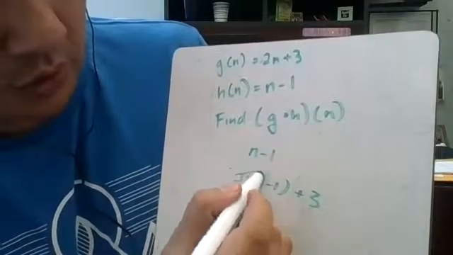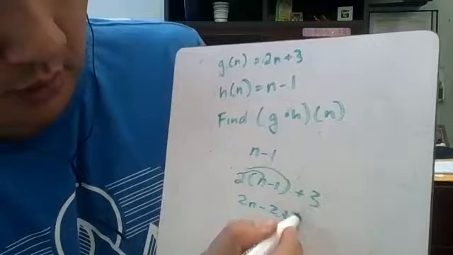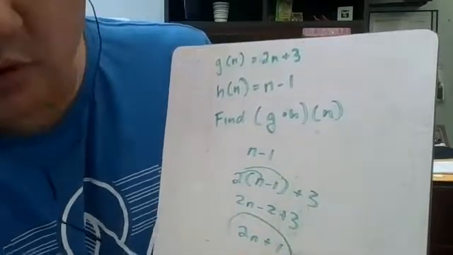Okay, so then you distribute. So it'll be 2n minus 2 plus 3, and then it becomes 2n plus 1. And that is your final answer.